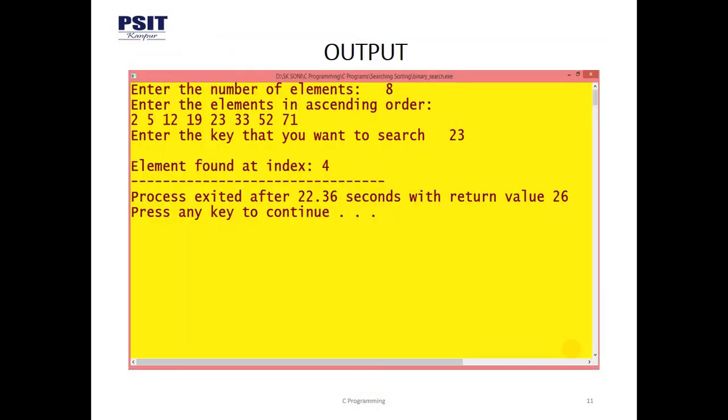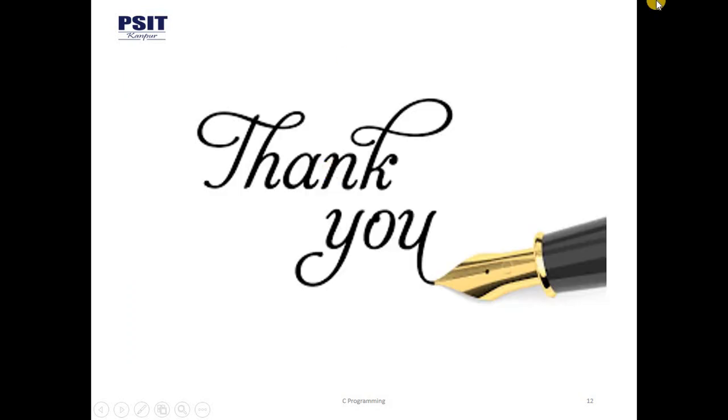So if we execute this program, then I will get the output as shown in this slide. Enter the number of elements. Suppose I have entered 8. Then enter the elements in ascending order. So I have entered these elements in ascending order. Now after that, enter the key that you want to search. So my key is 23. As we can see that 23 is present, so it will be a successful search and print element found at index 4. Okay, so this is the output. Thank you.